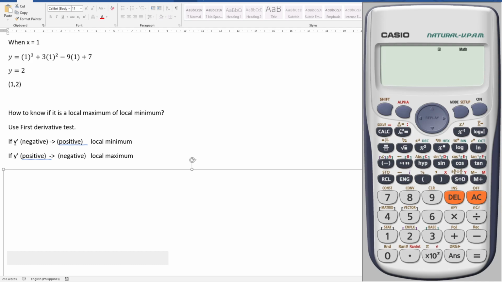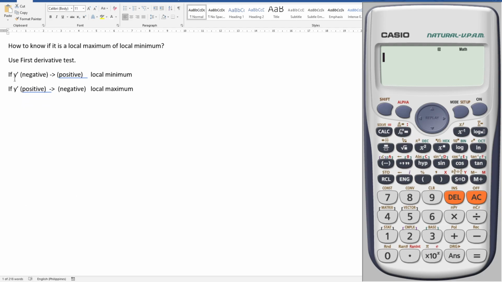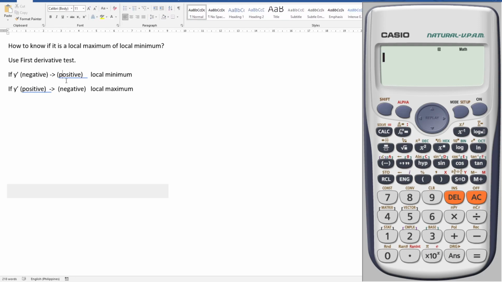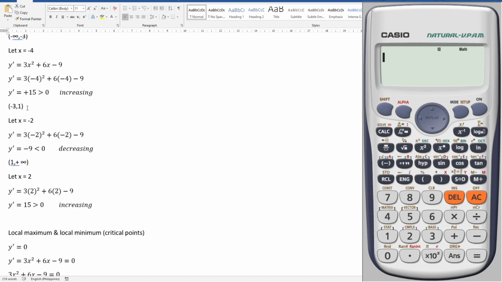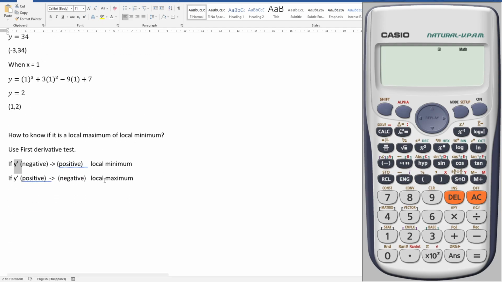So if your y prime goes, like negative 3, which is in between the first and second interval, if the sign of the intervals is changing from negative to positive, it is a local minimum. If it is changing from positive to negative, therefore it is a local maximum. So again, if it goes from negative to positive in the first derivative test, it is a local minimum. If positive to negative, it is a local maximum.